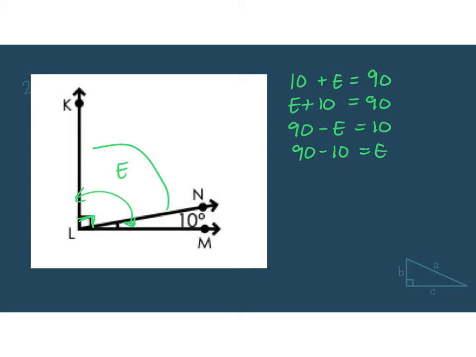Some of you probably were able to look and figure out the missing value before doing all of this work, but we're just doing it to practice. So 90 minus 10, we're going to set that up.